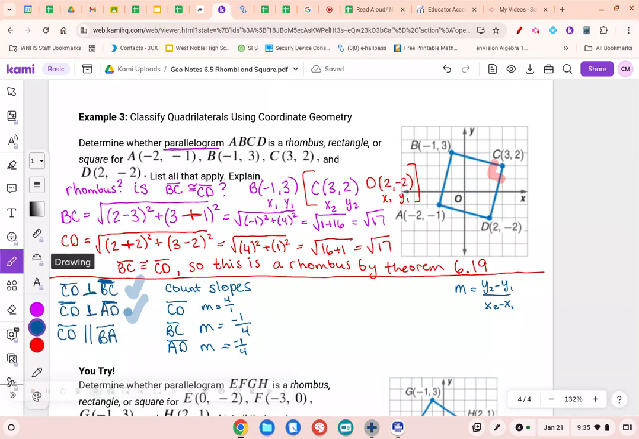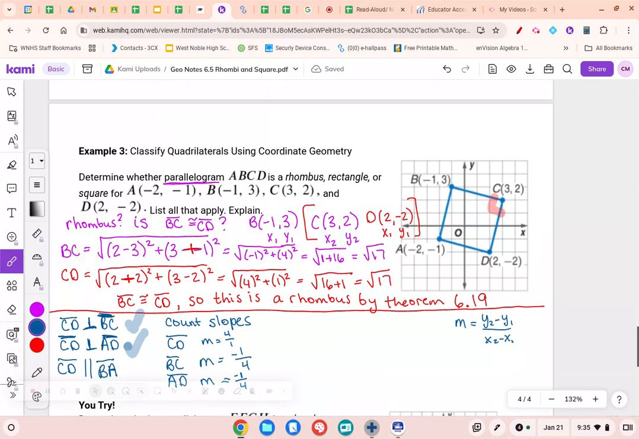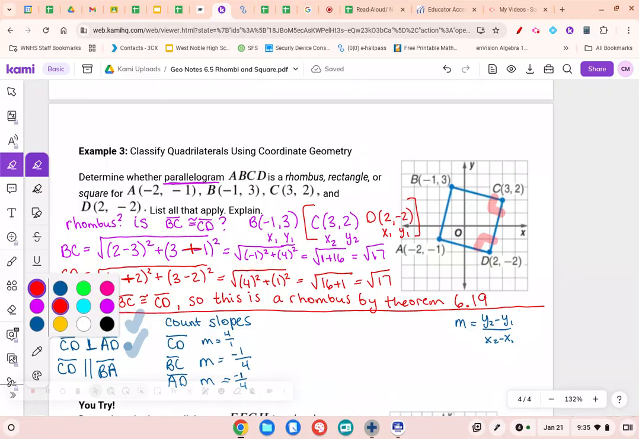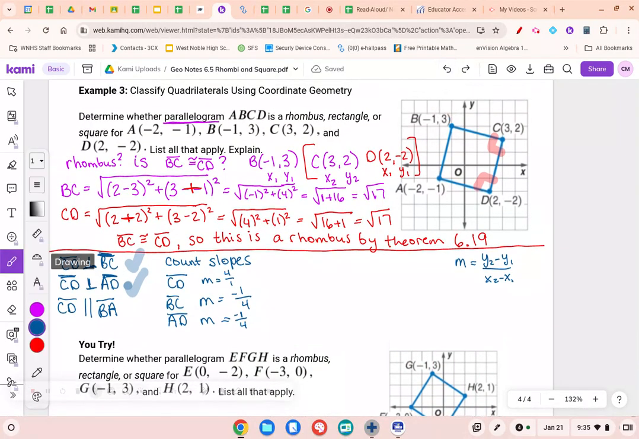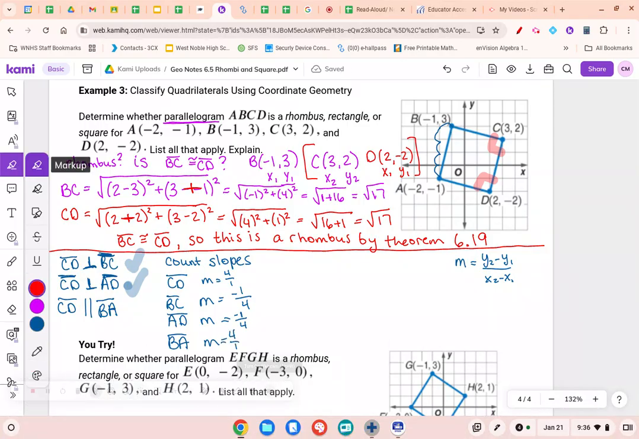These are perpendicular here, because these two are opposite reciprocals. Then we need to check our last slope of BA. We rise 1, 2, 3, 4. We run 1. That is a 4/1 slope, making these two parallel to each other.